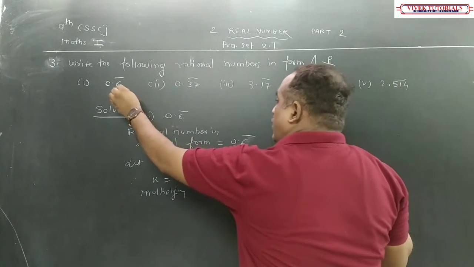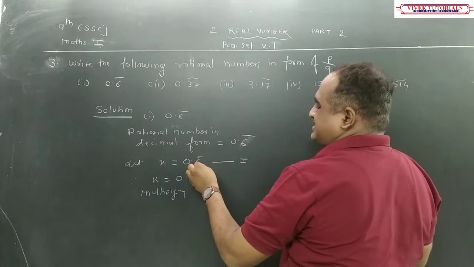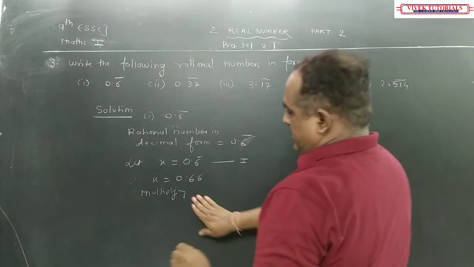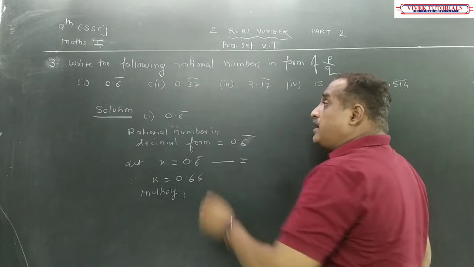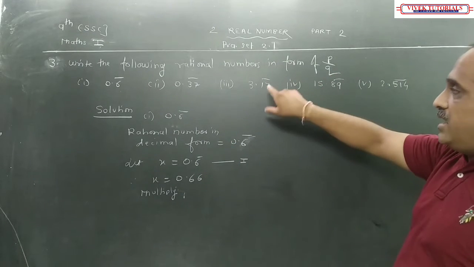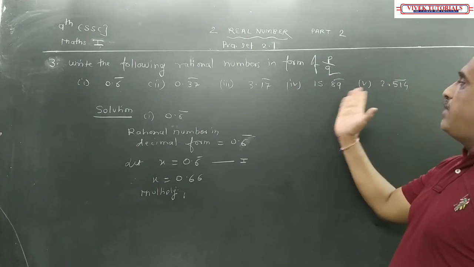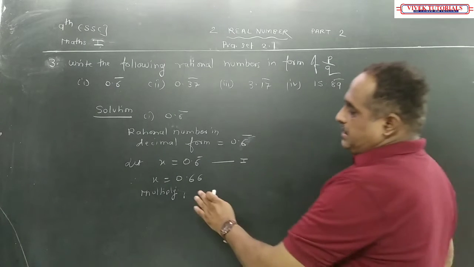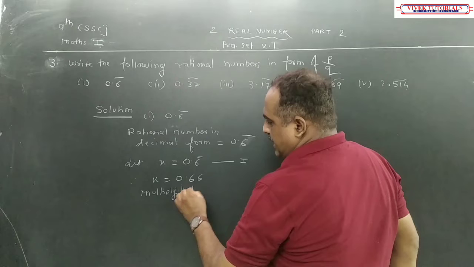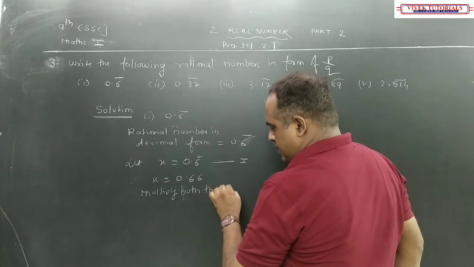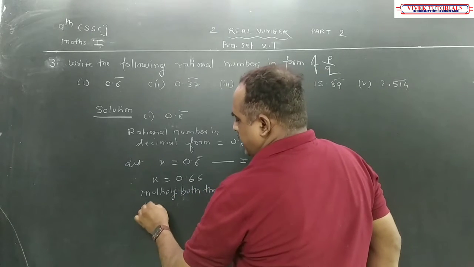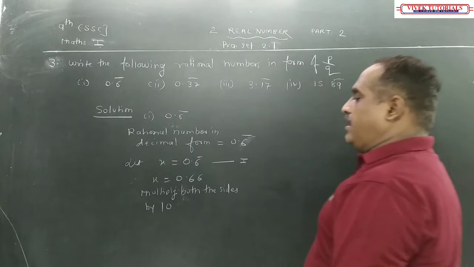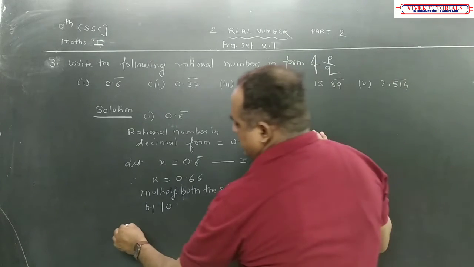If it is one number only after the decimal, 0.6, we are going to multiply by 10. But if it is 37, you are going to multiply by 100. 17, multiply by 100. 89, multiply by 100. 514, you are going to multiply by 1000. So multiplying both the sides by 10.